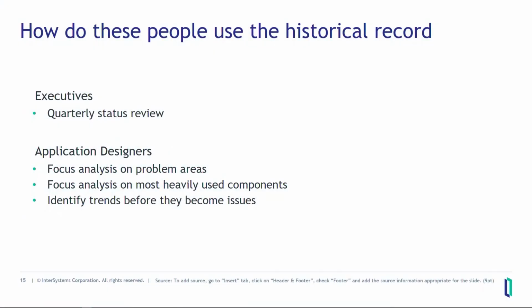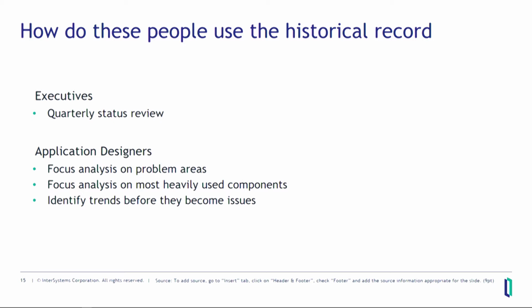And for the application designers, that historical record is to focus research and development effort where it's needed. That is, you address the problem issues, you address the issues that are most heavily used. You're not just addressing, here's a screen that's slow, but it's only used twice a month. Well, who cares if it takes 10 seconds twice a month? This one takes 0.8 seconds, but it's used 35,000 times a day. You've got to know where that R&D effort is going to go.